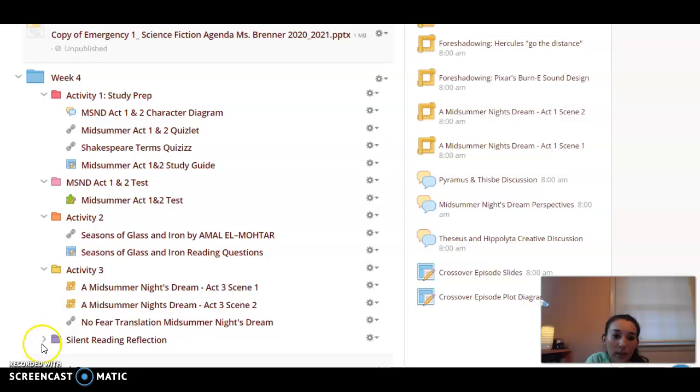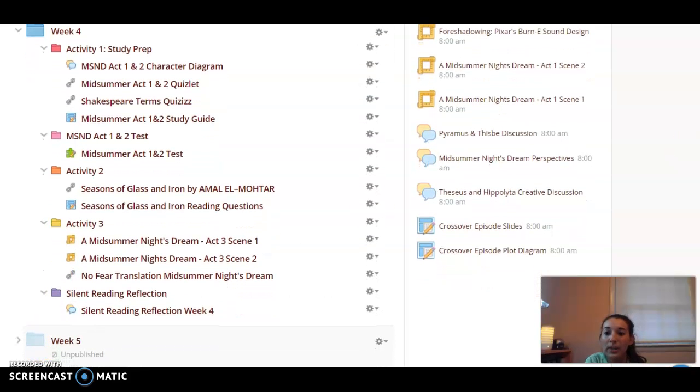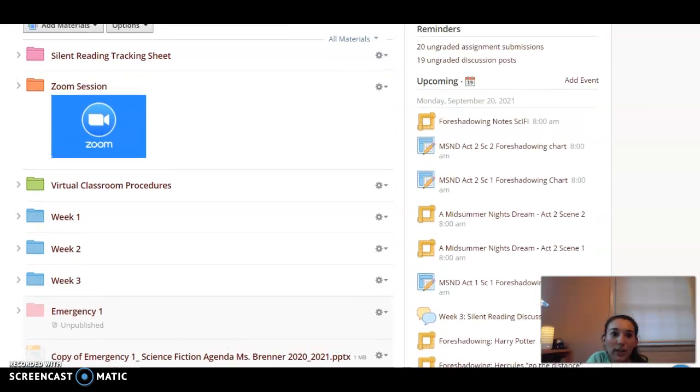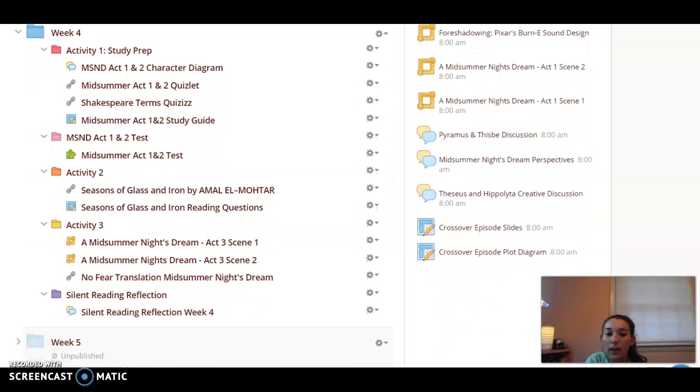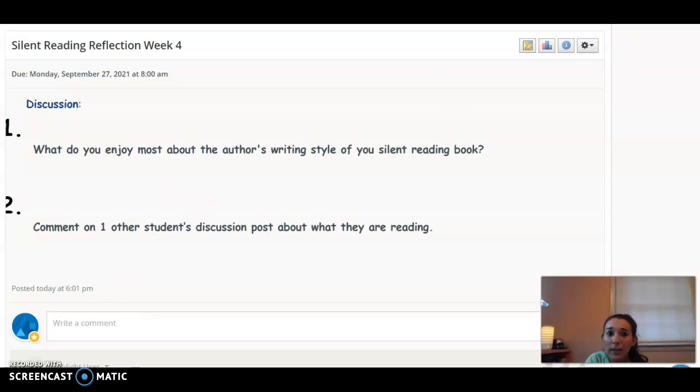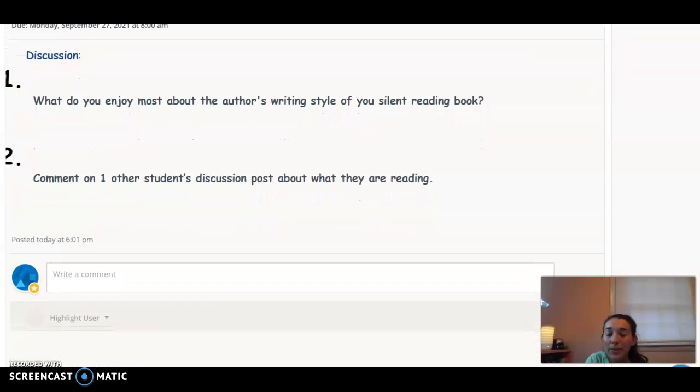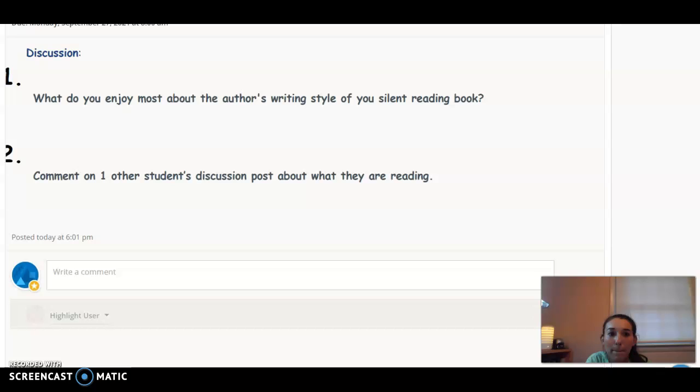And then our last activity is silent reading reflection. You should be reading for 30 minutes every day and then logging that in our silent reading tracking sheet at the top. That will be due at the end of week 5. So make sure that you are silently reading every day for 30 minutes. It should not be class content that you are reading as your silent reading option. It should be something outside of school-related content.